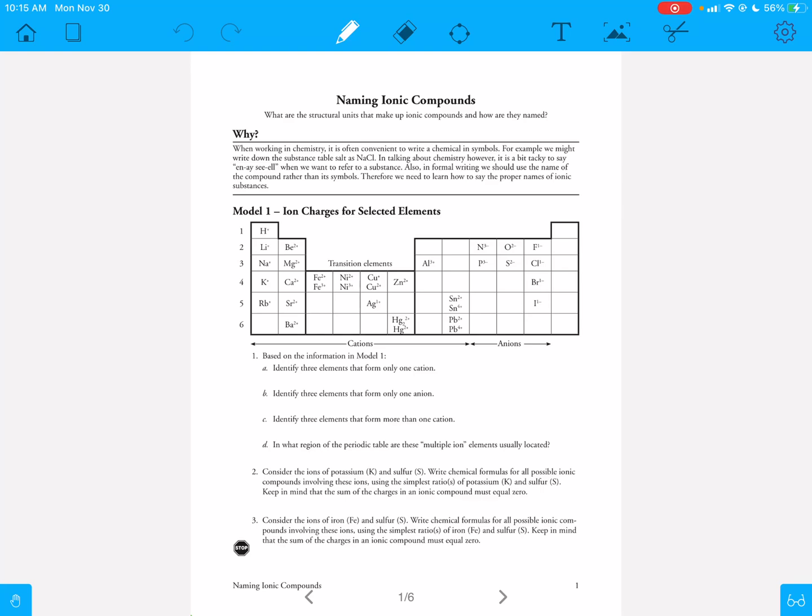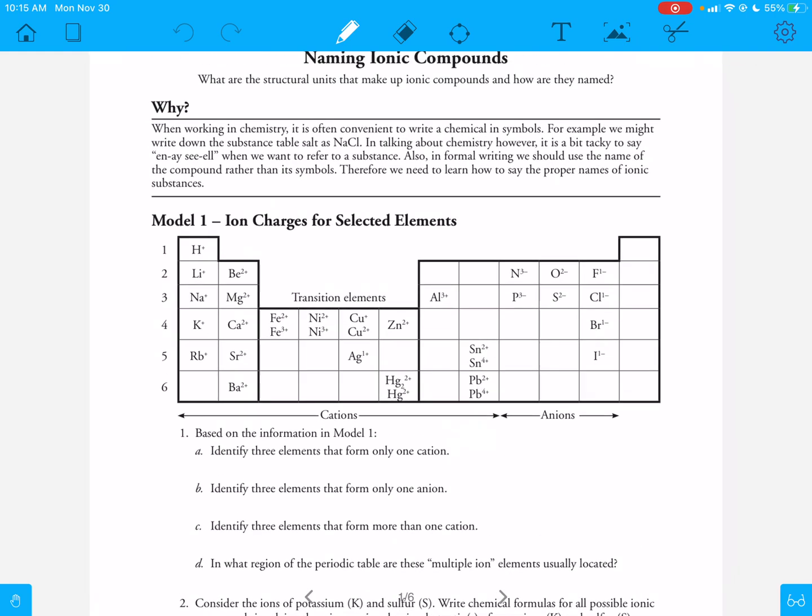Hello everyone, we're going to be looking at a worksheet. It's a POGIL worksheet called Naming Ionic Compounds, and basically this is going to be a chance for us to go through and do a little walkthrough of the stuff that we've been learning last week and then pulling that back together again in just another form.